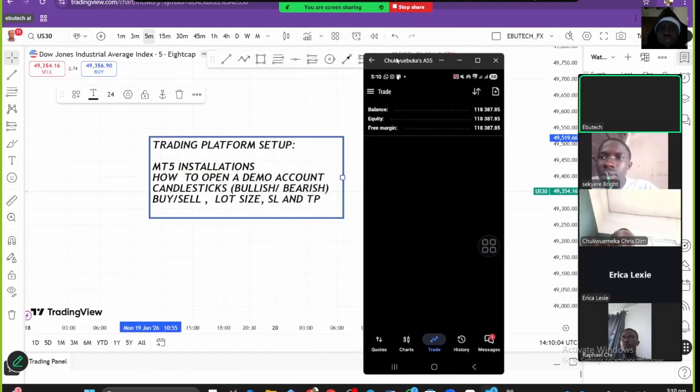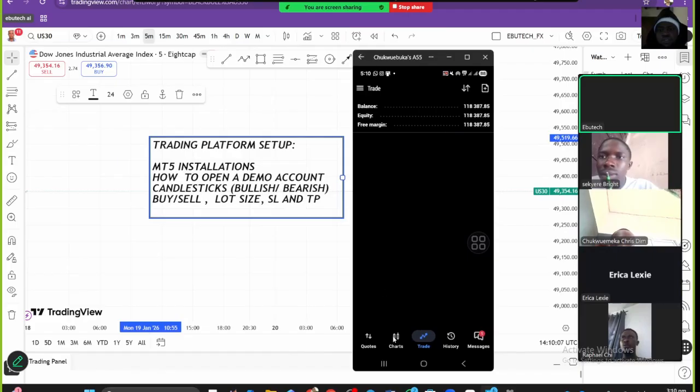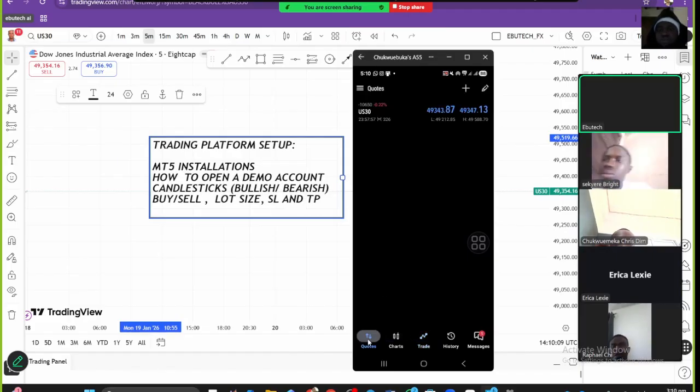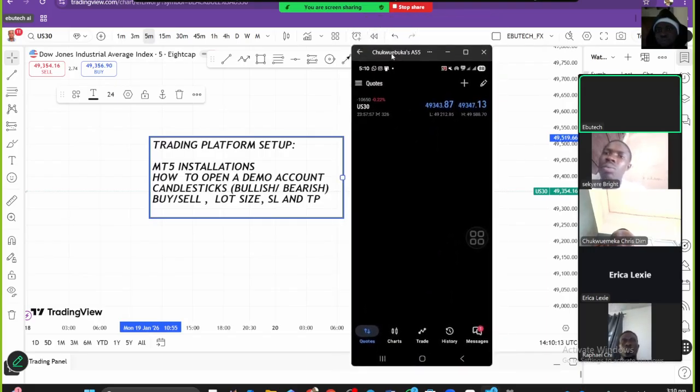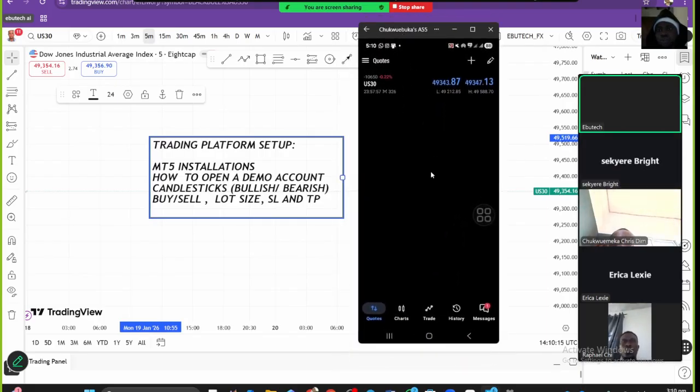So open your MT5. If you have connected yours, open your MT5 like this. This is my phone view. As you can see, this is my phone view. Open your MT5.